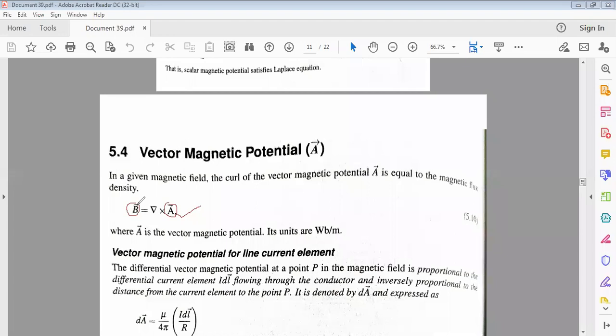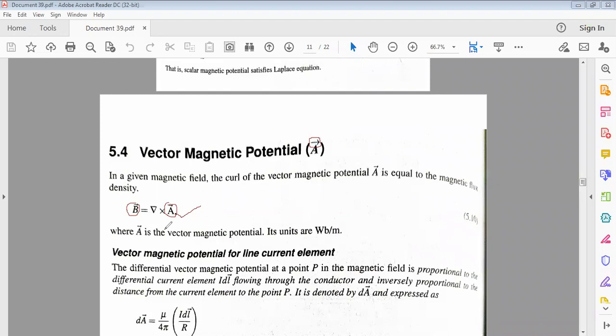Vector magnetic potential A. In a given magnetic field, the curl of a vector magnetic potential A is equal to the magnetic flux density B, equal to del cross A. That is the direct statement of the vector magnetic potential. What is the relation here? Magnetic flux density B equal to curl of A. What is A? A is the vector magnetic potential. This is a vector quantity, that's why on the top it is represented with an arrow mark, which has both magnitude and direction.